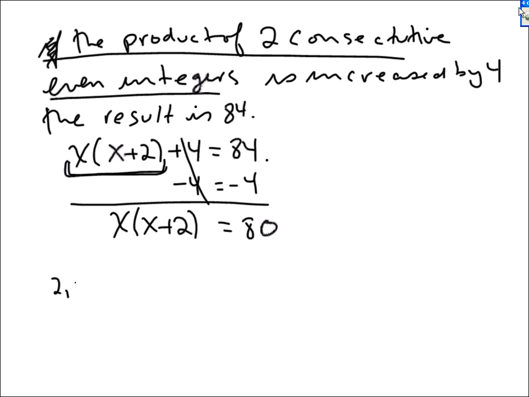You can try 2 and 4, 4 and 6, 6 and 8, 8 and 10, yeah, that's it. Or negative 10 and negative 8. Those are the two answers. X can be 8 or negative 10.